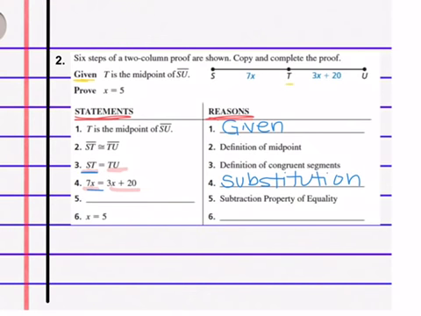All right, then let's look from line 4 to line 5. If you're thinking, well, line 5 is totally blank, look at the reason: subtraction property of equality. That's a big hint that you need to subtract. So I would suggest subtracting 3x from each side. That is going to give you 4x equals 20. Then it looks like from line 5 to line 6 they divided by 4 and got x equals 5. So if they divided, your reason is going to be division property of equality.